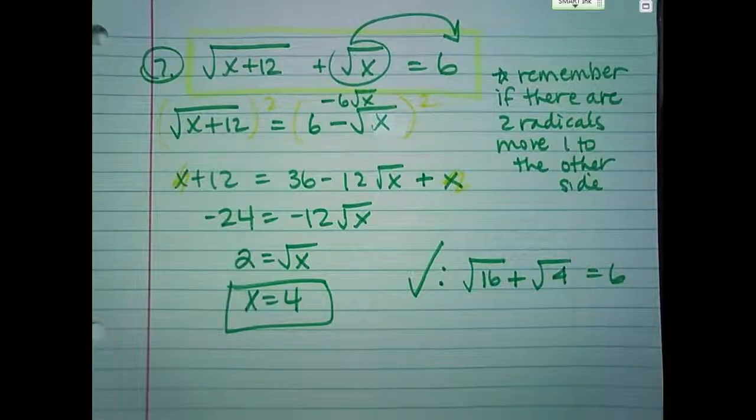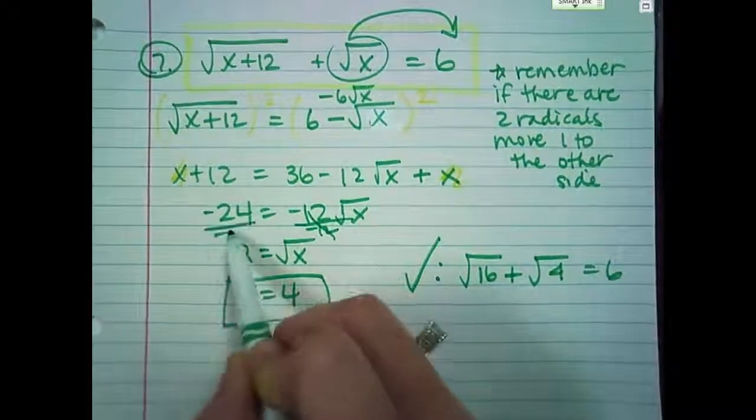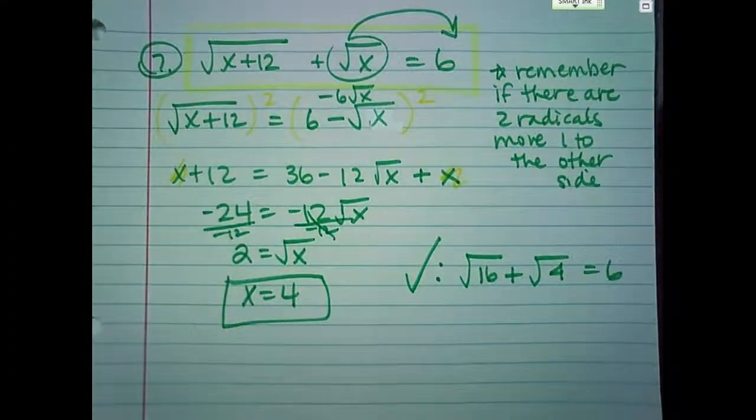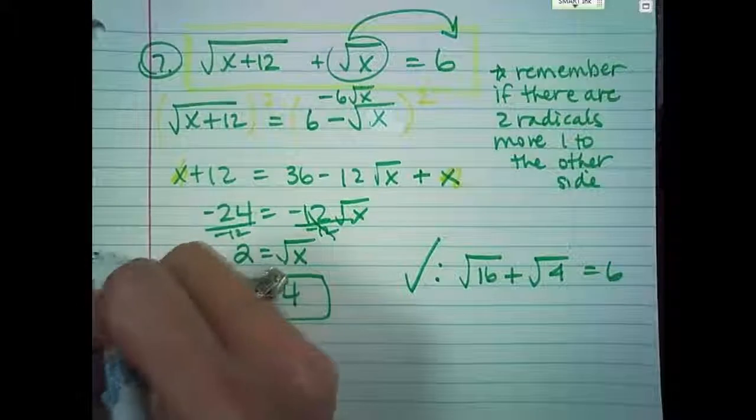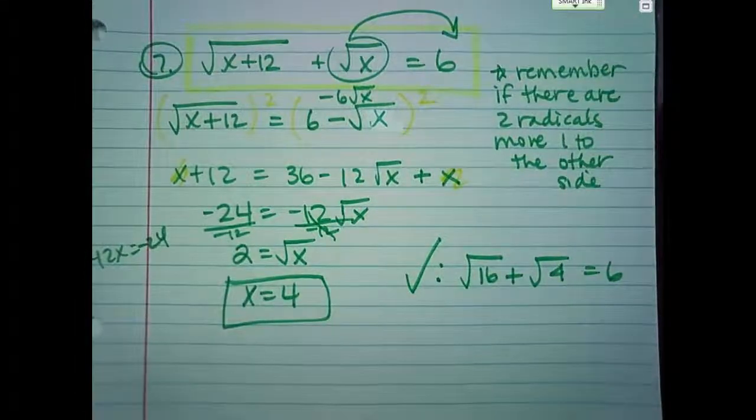Yes? So for the negative 24 and the negative 12, you can just divide it. I divided by negative 12, and I divided by negative 12. Okay. You see it? Because it's just multiplied. It would be like this if you had this. You would divide both sides by negative 12.